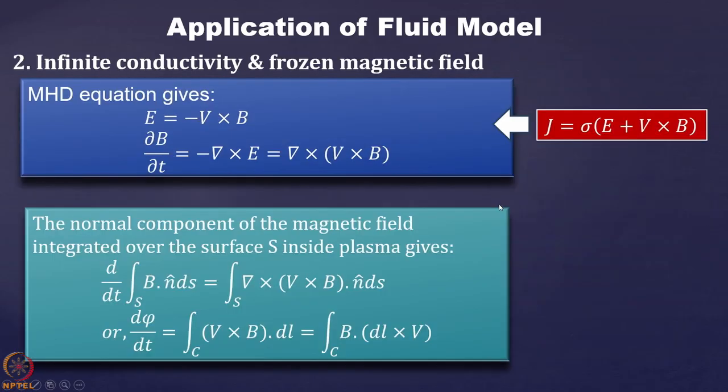So now I come to the other part, when the conductivity is very high, and for all practical purposes we assume that the conductivity is infinite, and in that case we will see that the magnetic field gets frozen inside the plasma. Wherever the plasma goes, the magnetic field goes with it. If it bends, the magnetic field also bends. If it moves up, the magnetic field also moves up. Like that, the magnetic field is frozen inside the plasma.